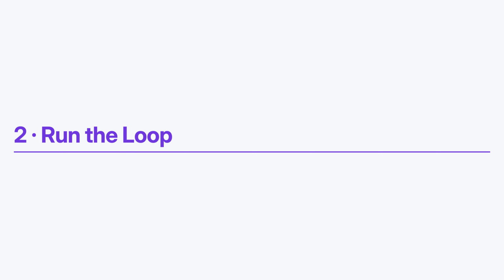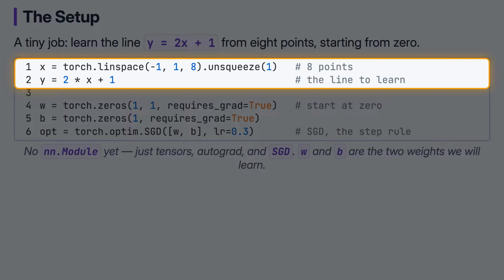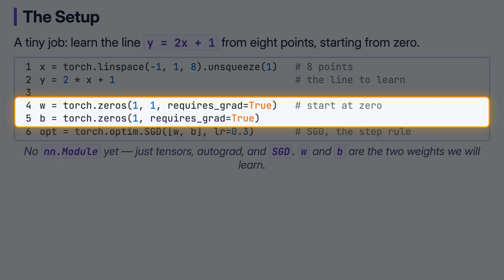You've seen all 5 steps. Now let's run them on a real fit and watch the loss fall. A tiny job. Learn the line y equals 2x plus 1. We build 8 points from that line. w and b are the 2 weights we will learn. We start them both at 0, so there is real work to do.